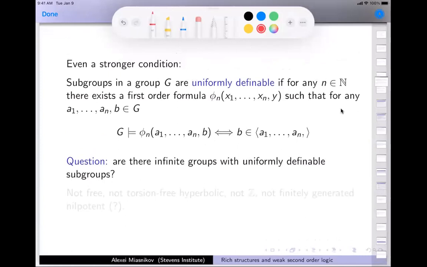To make it easier to sort out things which do not fit in this picture, you can ask even stronger question. For example, we say subgroups in group G are uniformly definable if for any n there exists a first order formula phi n on x1, ..., xn, and y variables, such that this formula holds in G on elements A1, ..., AN, and B, if and only if B belongs to the subgroup generated by A1, ..., AN. So it's very, very uniform. You're given a set of generators, you plug it into the formula, and the variable here gives you the subgroup.